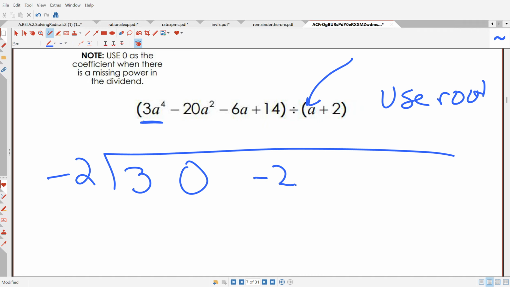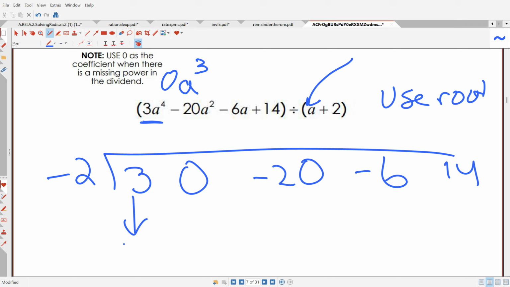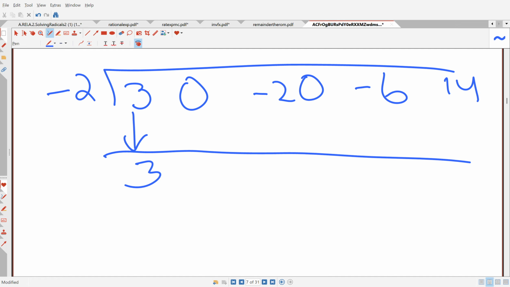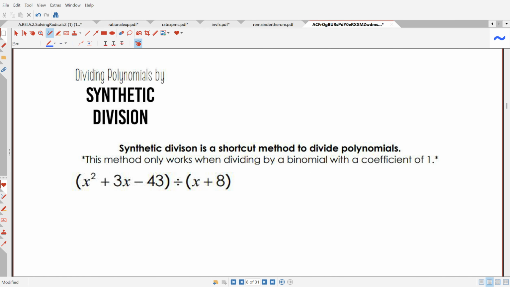So it would be minus 2. It'd be 3. There's no a to the third, so 0, minus 20. Yes, because you have to include the sign in front. Minus 6. Perfect. Plus 14. Good, that's it. I'll just leave the setup like that. Okay, fine. Maybe I'll do it with someone to make sure.